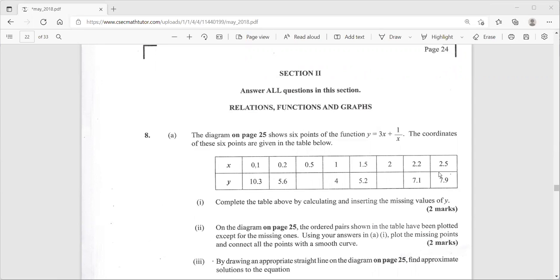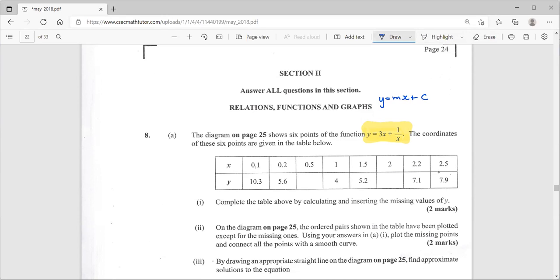So remember, your function comes in different forms. We could have y is equal to something, f of x is equal to something. So in this case, our function is this. y is equal to 3x plus 1, right? And this is the formula of the equation of a straight line. Remember, y is equal to mx plus c, right?